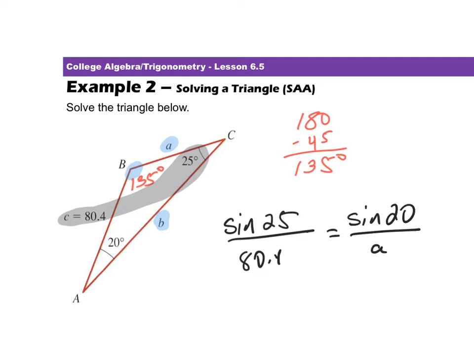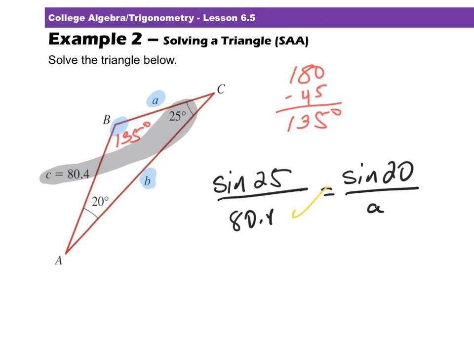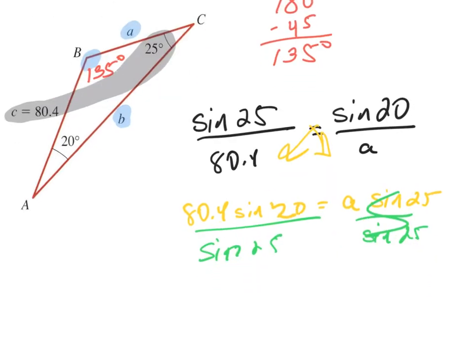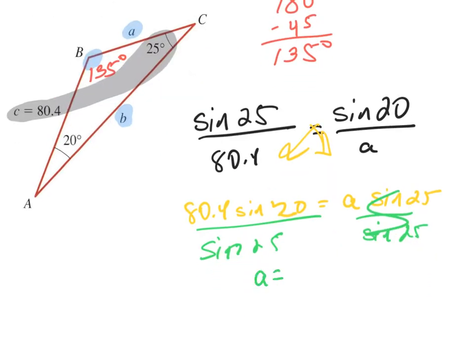And again, we just have a proportion. So we'll cross multiply. I have 80.4 times the sine of 20 equals A times the sine of 25. Divide both sides by the sine of 25. And again, guys, remind yourself you should be in degrees. So A is about 65.06. Now I'm going to do the exact same thing, but I'm going to solve for side B.